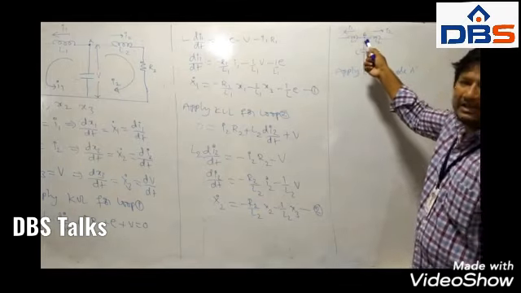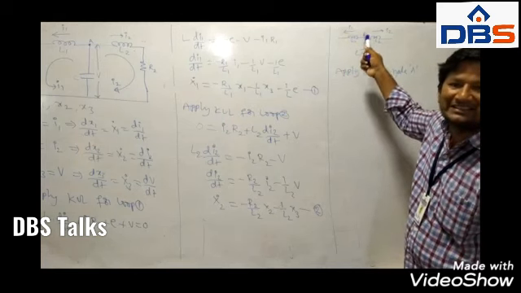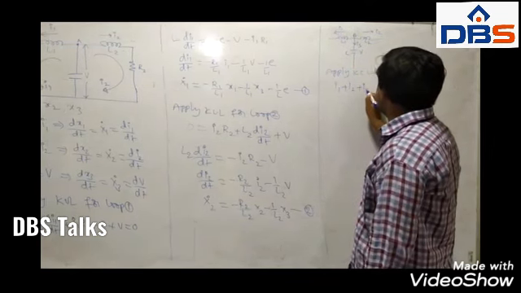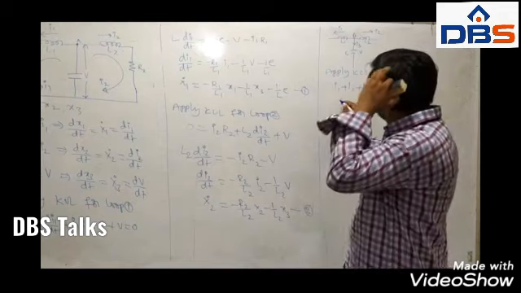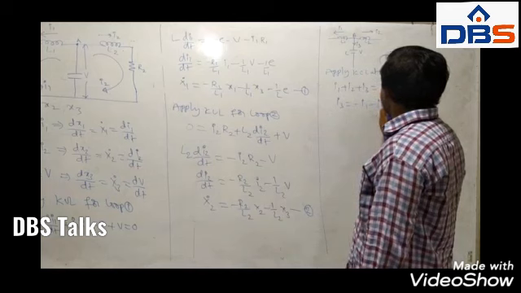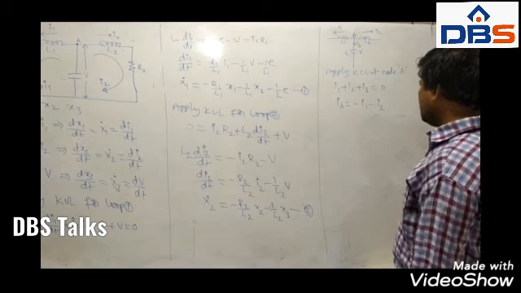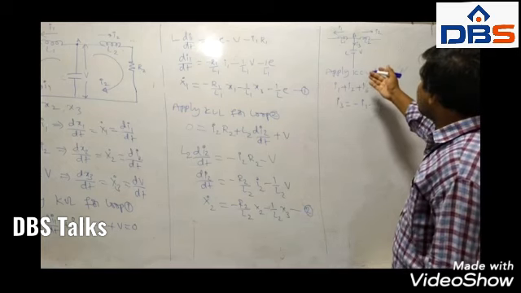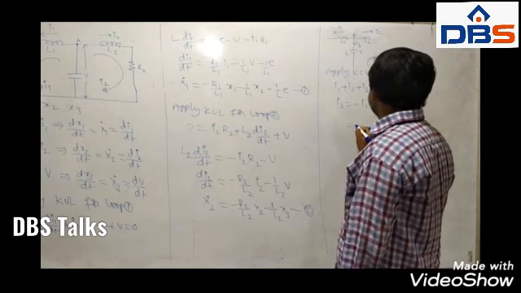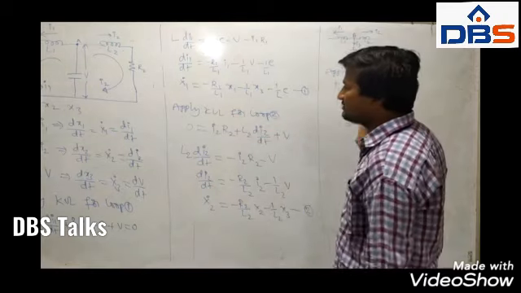These three currents are outgoing currents from node A. That's why I1 plus I2 plus I3 equal to 0. So I3 equal to minus I1 minus I2. Now I3 is the current through the capacitor, I1 is nothing but x1, and I2 is nothing but x2.